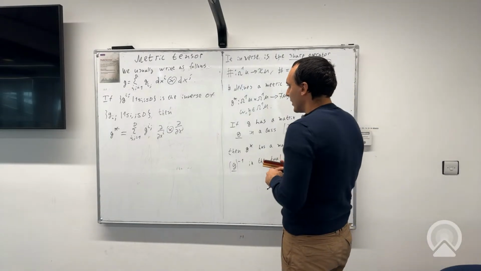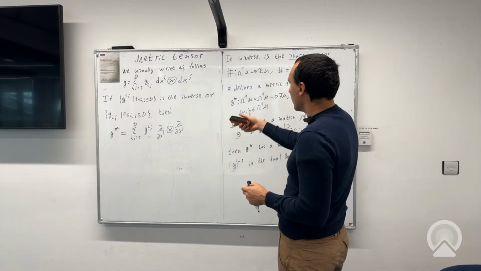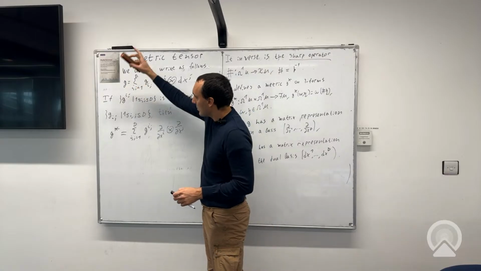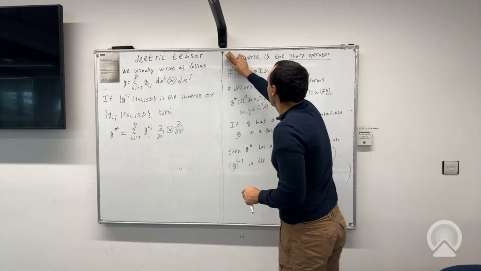Now for flat and sharp operators, there is no new notation, because flat is the same as g in some sense and sharp is the same as g star.